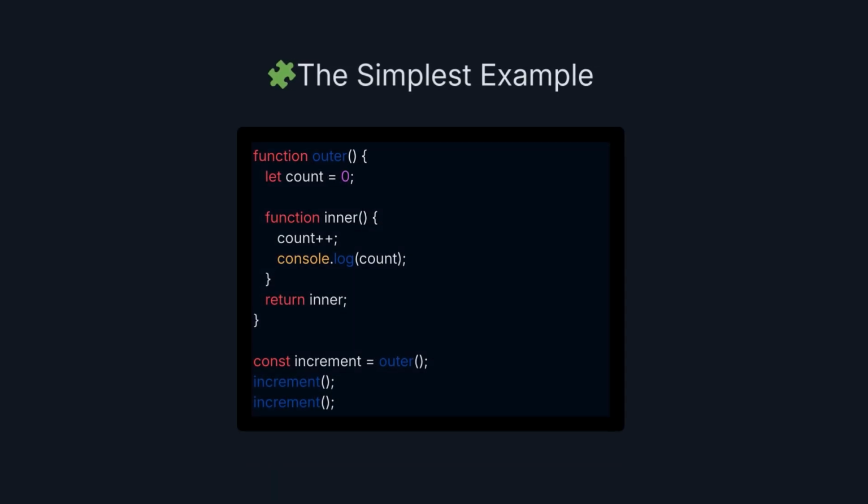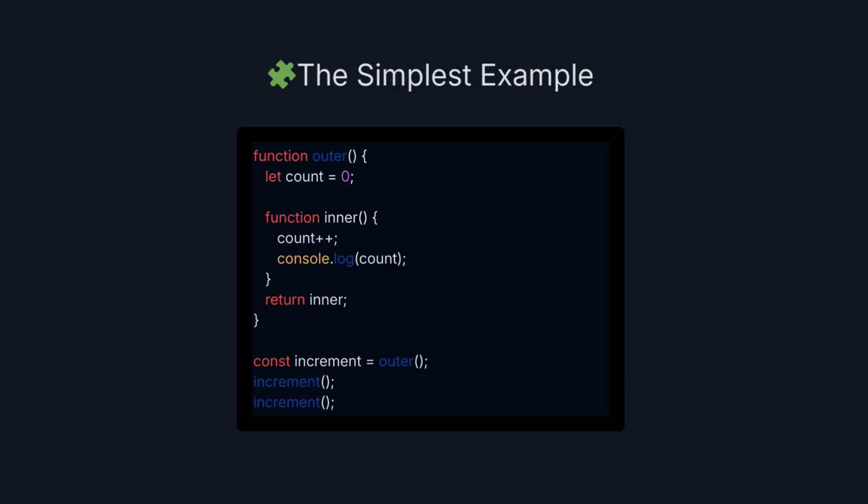In this code snippet, we have an outer function which has a count variable initialized to 0, and then it has an inner function which increments the count and prints the count on the console. So the outer function returns the inner, and then we call the outer function with the variable increment.